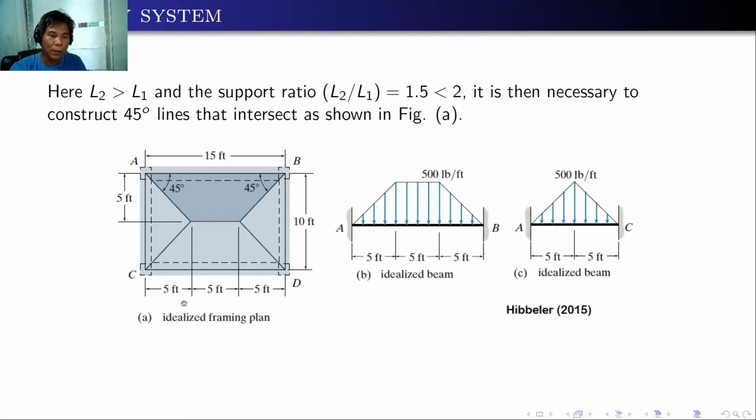Aside from that, beam AB and beam CD would have the same loading. For beam AC and BD, they should have the same loading, a triangular loading. So for beam AC, we have to multiply 100 by 5 feet because the height of this triangle is also 5 feet. So that's 500 pounds per foot. And this is the idealized beam loading for beam AC and BD.